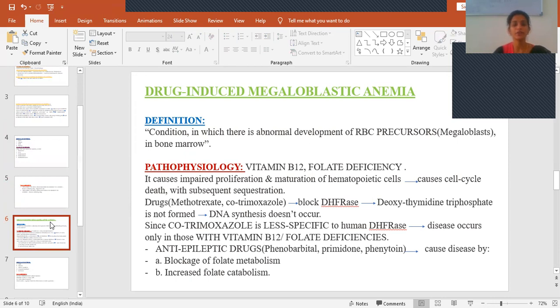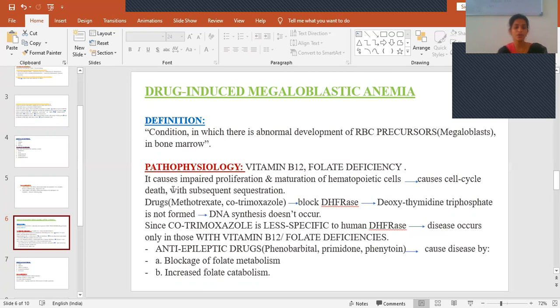What does megaloblastic anemia include? Deficiency of vitamin B12 and folic acid, that we call megaloblastic anemia. This is a condition in which there is abnormal development of RBC precursors, like megaloblasts, in the bone marrow. When it is induced by drugs, we call it drug-induced megaloblastic anemia. And then coming to pathophysiology, as I said, there will be deficiency of vitamin B12 and folic acid.